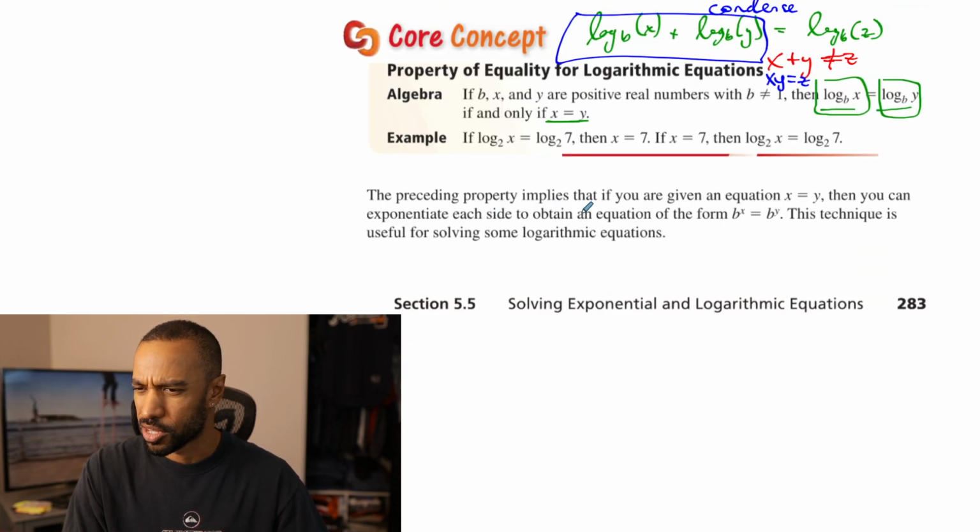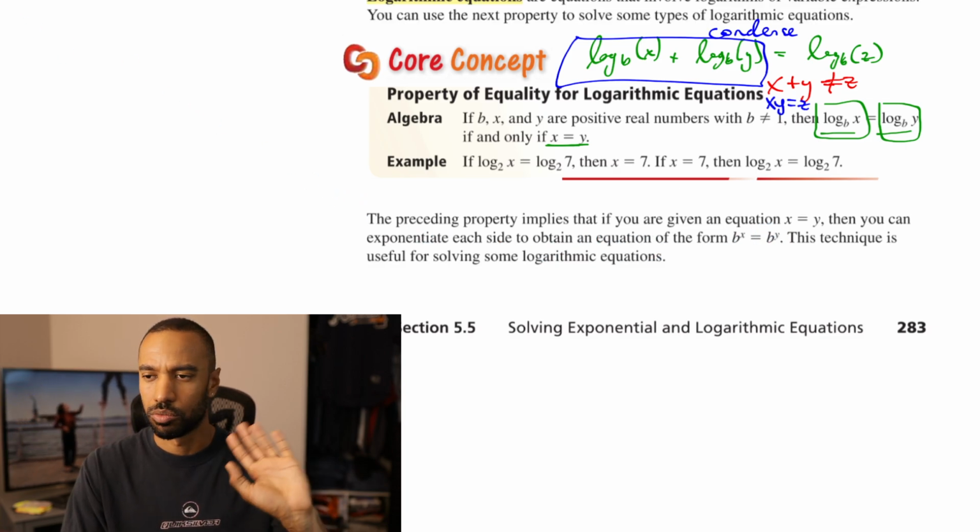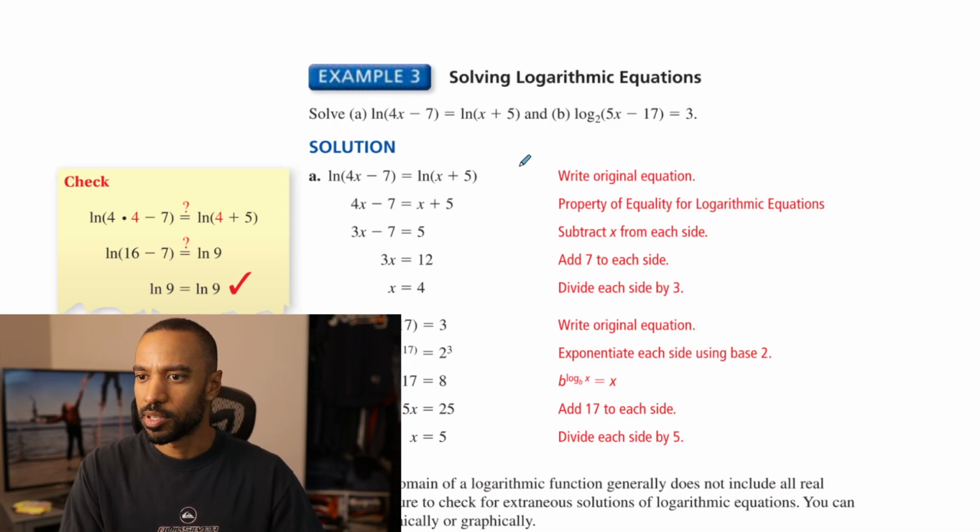So let's see what they say here. The preceding property implies if you're given an equation, you can exponentiate each side. Okay, so all's good there. We're looking good. All right, let's see some examples of this.